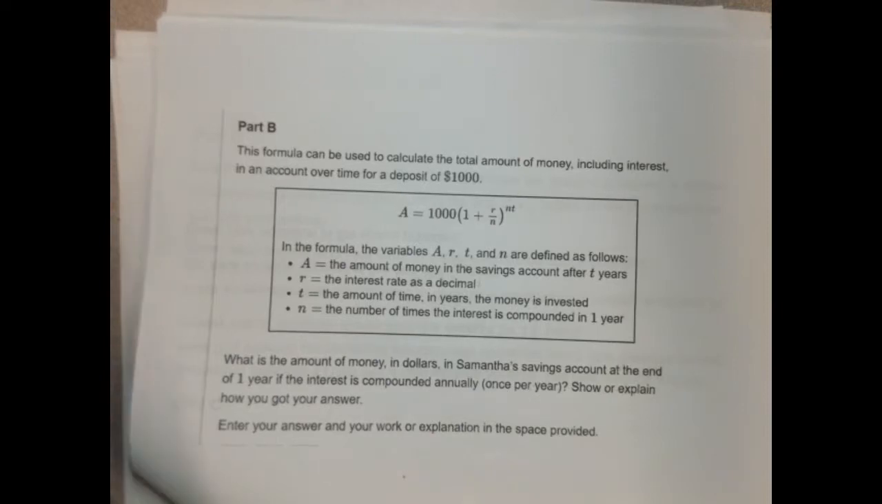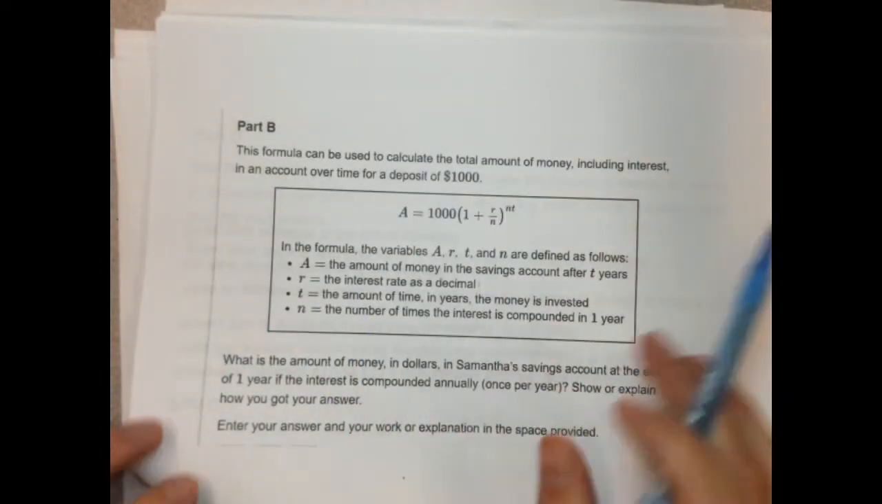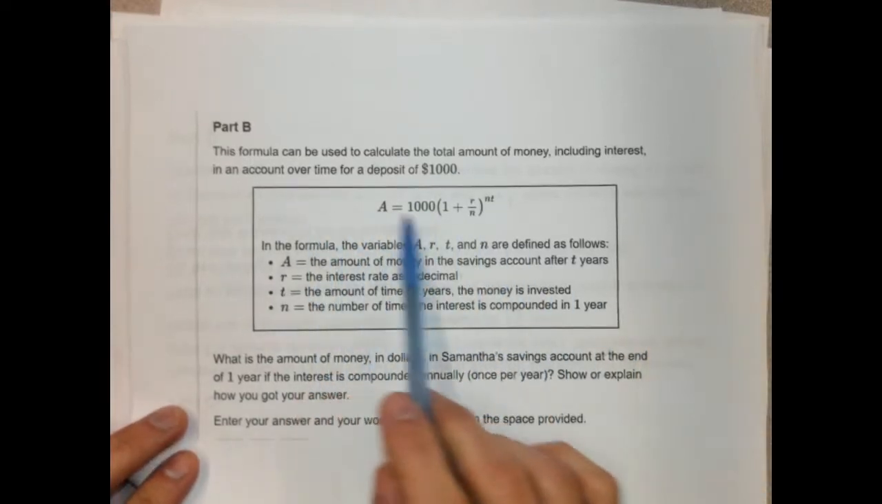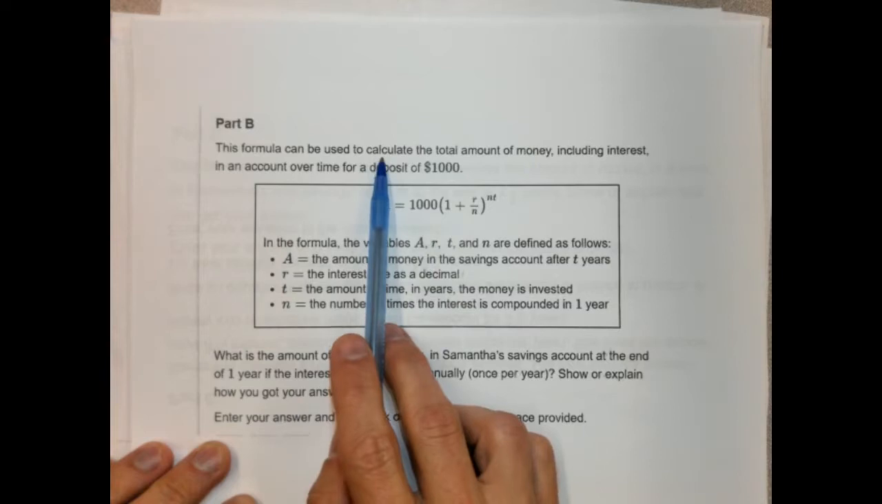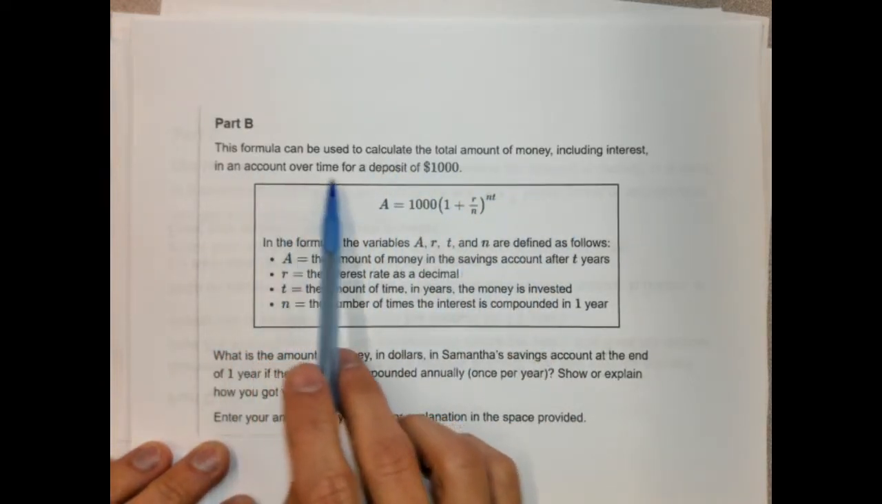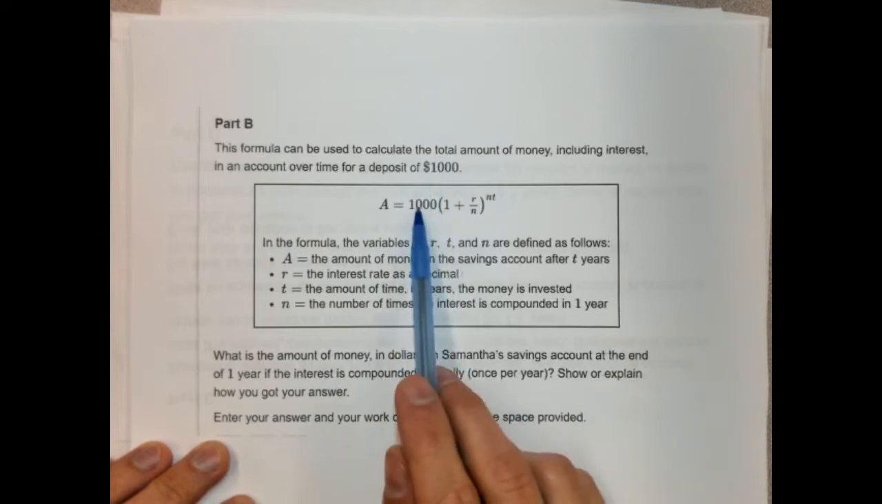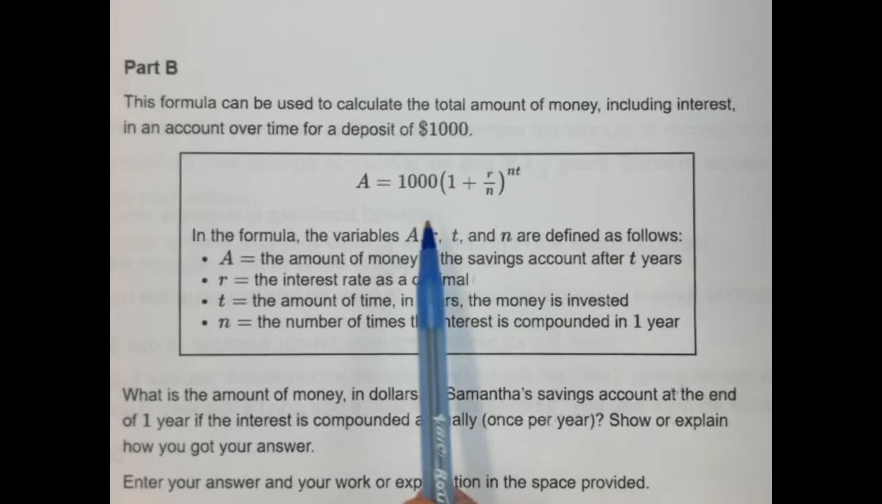Now this is a lot to take in, so let me fix the focus here. This can be a little intimidating when you first read this. So essentially this is the formula that we're going to be using. This formula can be used to calculate the total amount of money, including interest, in an account over time for a deposit of $1,000. So this is the deposit amount, and let me zoom in a little more so you can see this a little better. This is the formula that we would use.